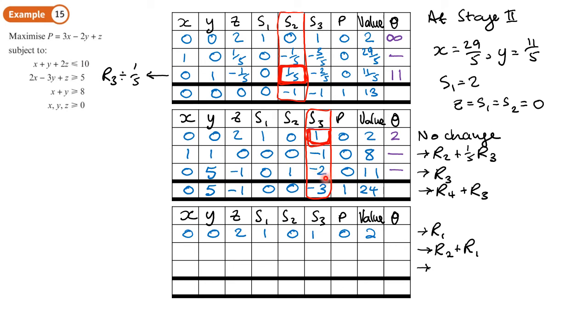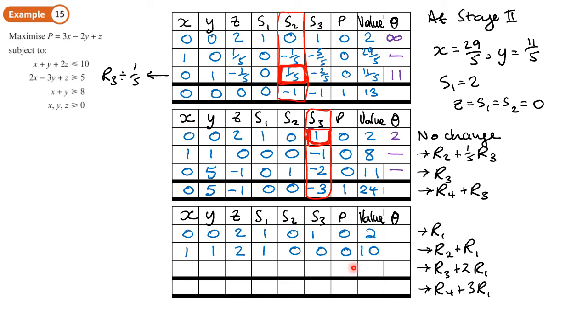Here I'm going to add 2 lots of row 1. So row 3, add 2 lots of R1. And down at the bottom here in row 4, I'm going to add 3 lots of row 1. So let's have a look at what row 2 becomes once we do those operations. So I'll have 1, 1, 2, 1, 0, 0, 0, 10.